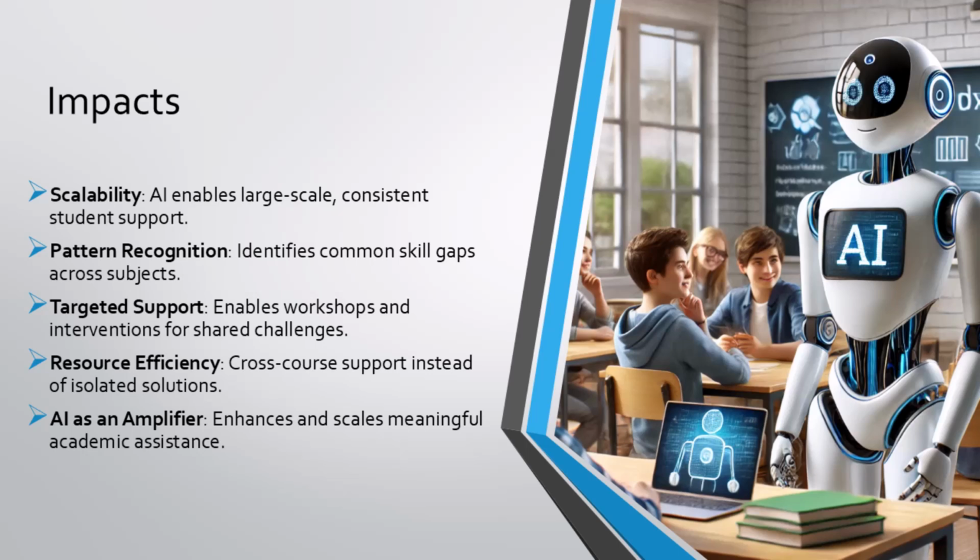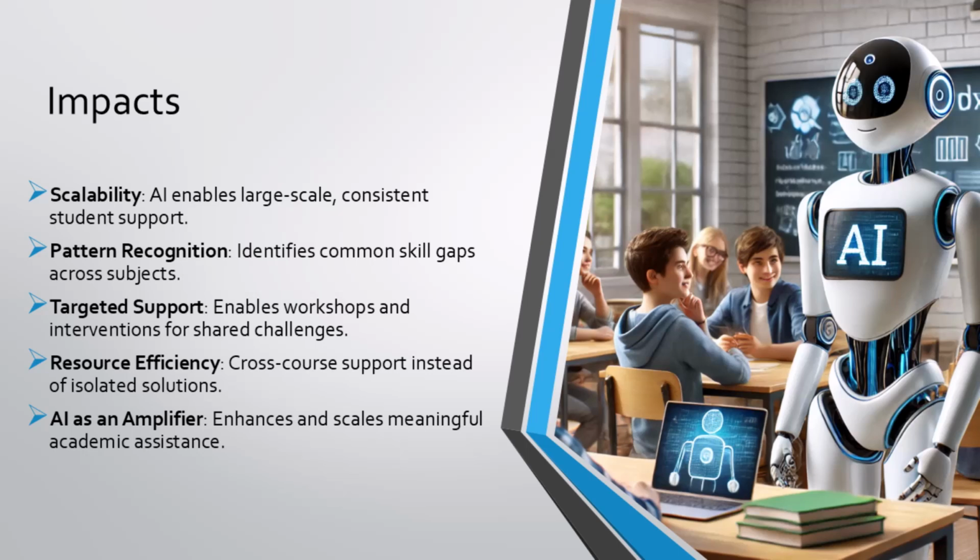What's the real impact of all this? In a word, scalability. That's where this work truly shines. Large language models like Gen AI give us the ability to scale this kind of support in a way that just wasn't possible before. One of the big advantages is how well LLMs handle variation in language.